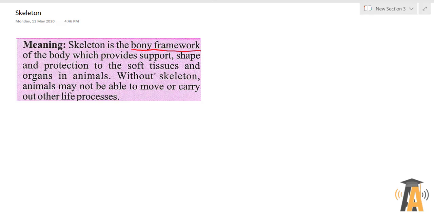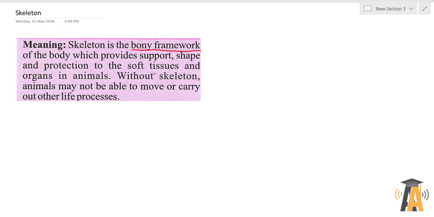The skeleton gives support, gives shape, as well as protection to not just the soft tissues of the body, but also all the organs in the body. Without the skeleton, animals may not be able to move or carry out other life processes. Why? Because the skeleton enables them to move from one place to another.